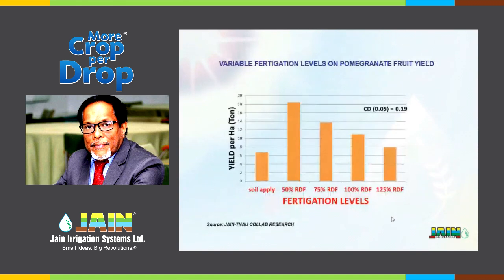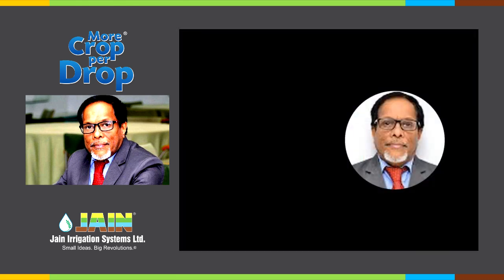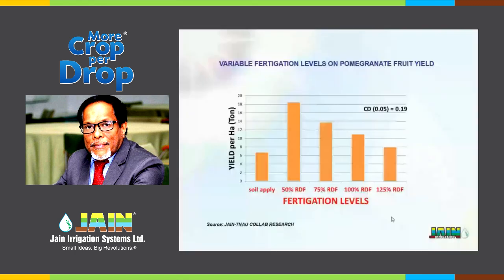Pomegranate, same. When we did the farm trial, this is actually a Jain research farm in Tamil Nadu. You see, with the soil application of the full dose of fertilizer, you get about 6 tons per hectare, just over 6 tons. But with 50% of the fertilizer applied through fertigation, you are getting 18 tons. It's actually harvested. Beautiful result and beautiful information in terms of soil health, in terms of fertilizer economics, in terms of farmers' income. That is what fertigation does.